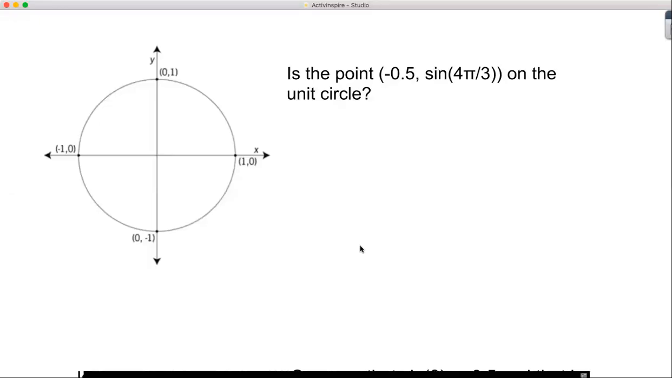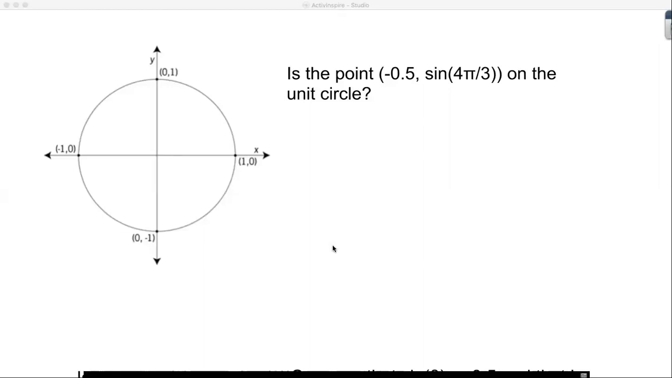Okay, so we have a new example now, still the same unit circle, but now instead of finding the point, we actually have to verify if this point is in fact on the unit circle. So let's think this through. How would we figure out that point negative 0.5 comma sine 4 pi over 3? How are we going to figure out whether this is on the circle or not? Well, we want to think about putting in another right triangle, because if I think about a right triangle within my unit circle, it helps me visualize where this point would be.